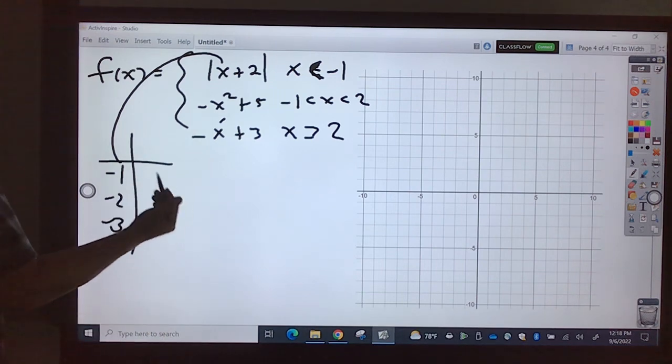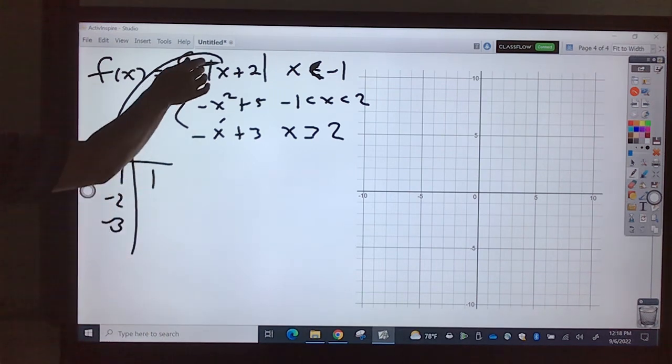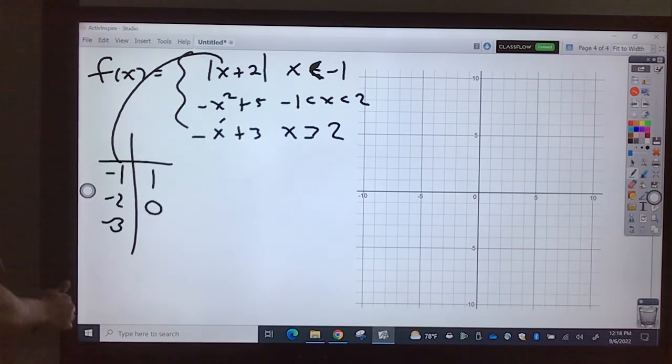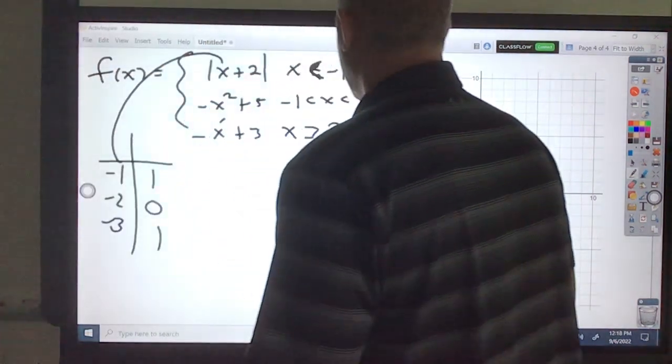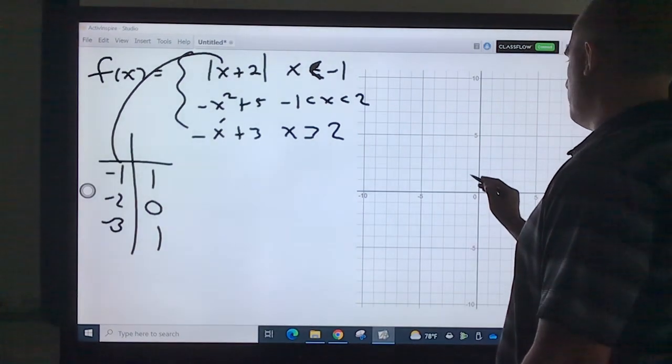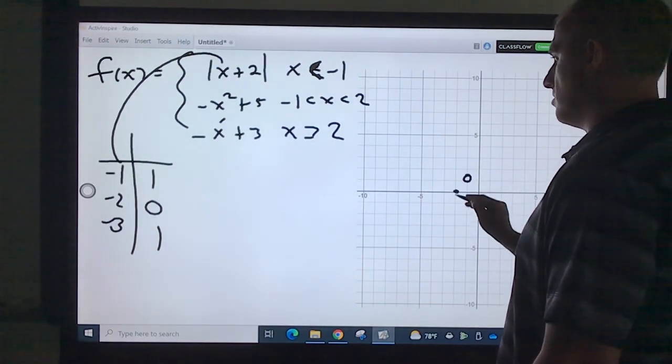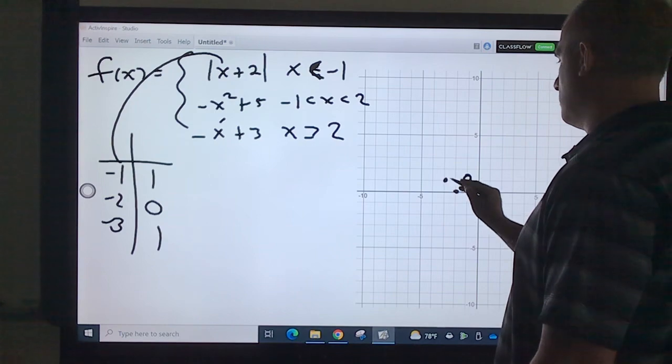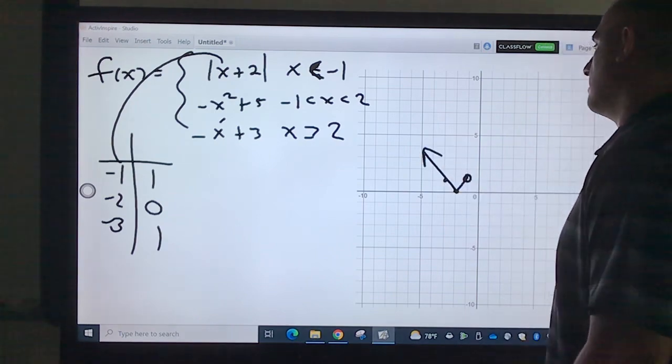-1 plus 2 is 1, so the absolute value of 1 is 1. -2 in there would be 0. -3 would be -1, but that would be 1, okay? So at -1, 1, I would open. -2, 0, -3, 1. So it would go like that, okay?